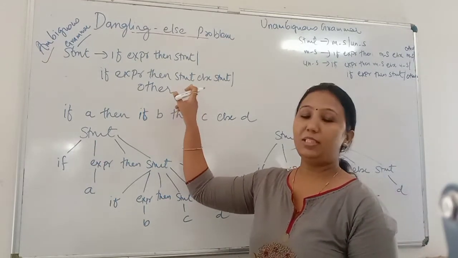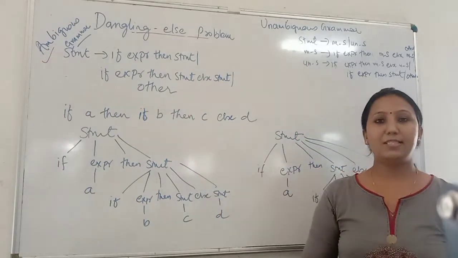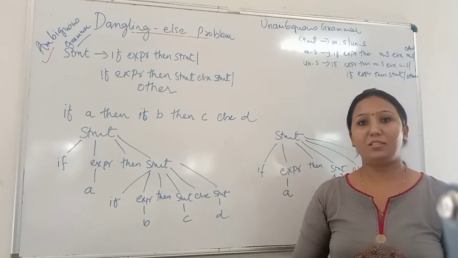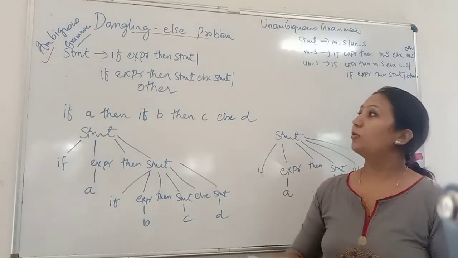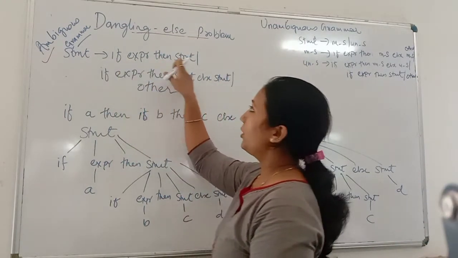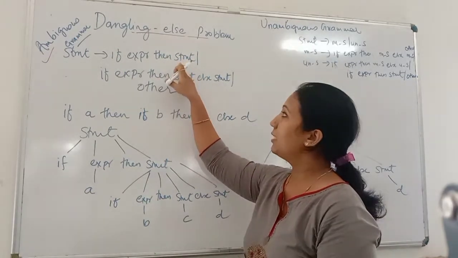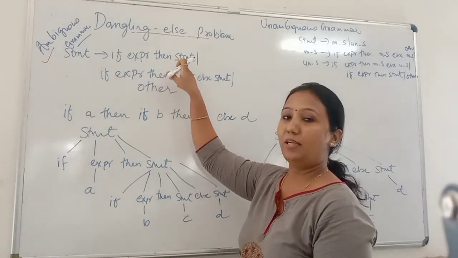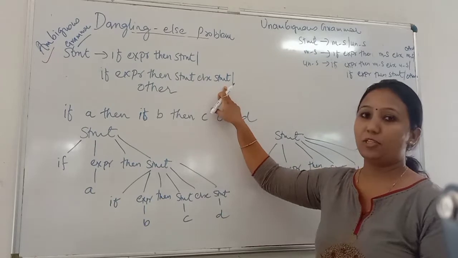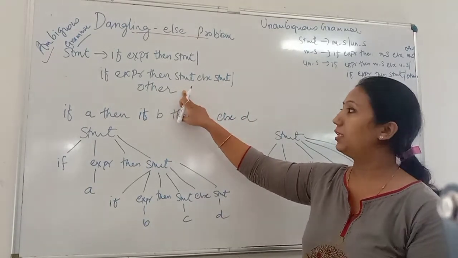This grammar covers all types of if statements, that is simple if else statements, nested if else and else if ladder. So statement goes to if expression then statement. This will cover all the simple if statements and all the else if ladder also. And second is if expression then statement else statement, or other. Here the other covers all other kinds of statements.